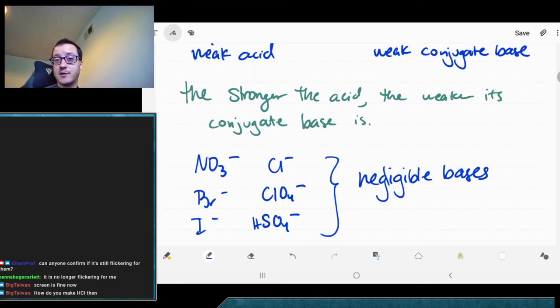Those are the conjugates of our strong acids. Remember, nitric acid, hydrobromic acid, hydroiodic acid, hydrochloric, perchloric, and sulfuric acids. Those are our strong acids. Their conjugates are all extremely weak, so much so that we can just negate them. They don't even act as bases. You'd have to have something extremely acidic to react with these guys, because they're really bad bases. And so they just will not even act as bases.